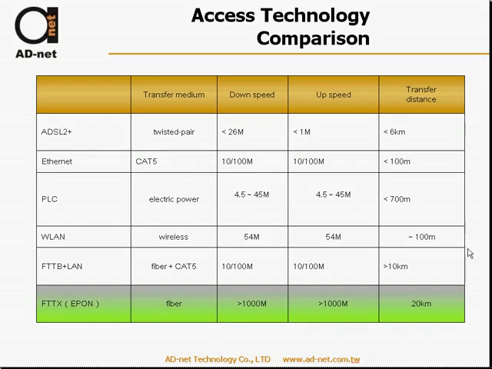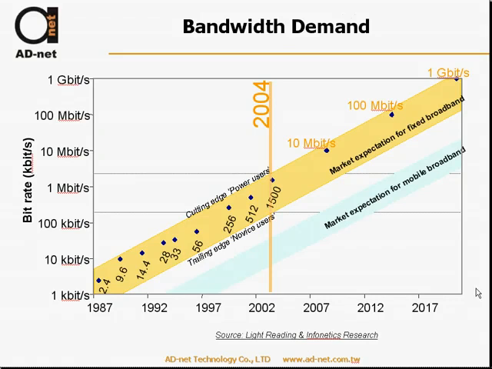Access technology comparison. You can see we have highlighted here, it probably doesn't seem very clear in the video, but you can see that FTTx, which means fiber to the home, has more than 1 gigabit per user and you have plenty of space for growth. This is a source from Light Reading and Infonetics Research. By 2012, every customer will need 100 megabit at home, and that means you should have the network totally prepared for the bandwidth demand.